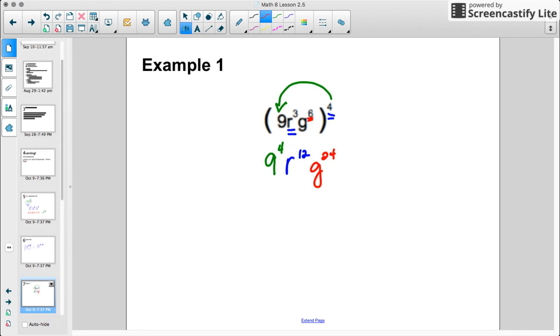Okay, so we're not using addition anymore. We're now using multiplication. If you'd like to write out your final answer with a number instead of 9 to the power of 4, that'd be 6,561. I just typed it in my calculator. So it's 6,561, r to the 12th, g to the 24th power. Again, this isn't 9 times 4, it's 9 to the power of 4. If we were to expand it, it would be 9 times 9 times 9 times 9.